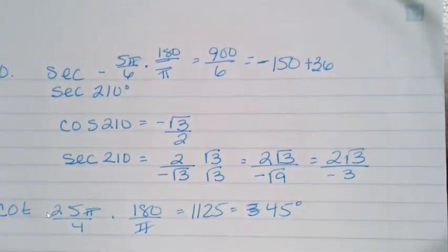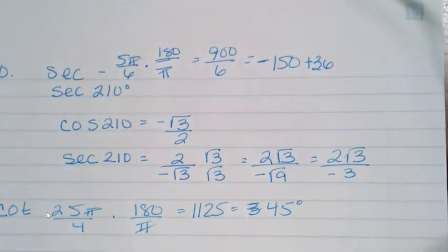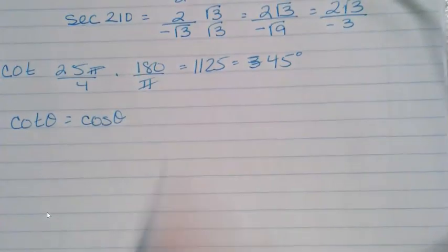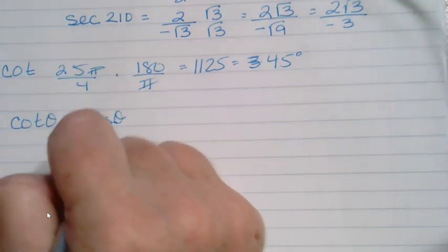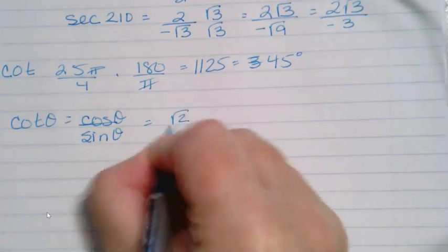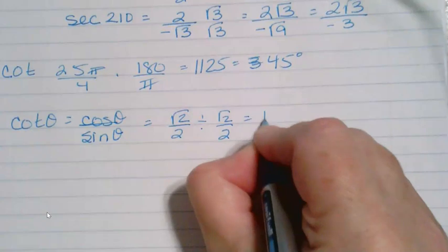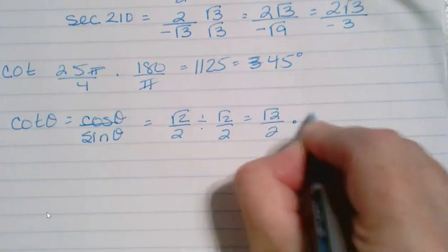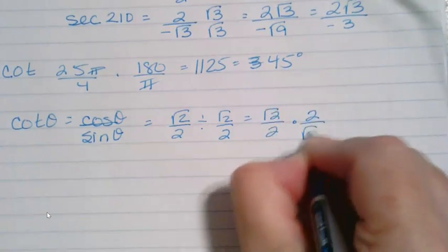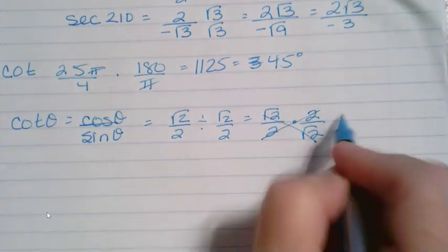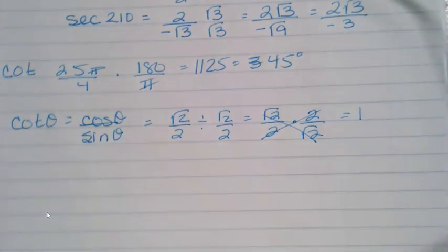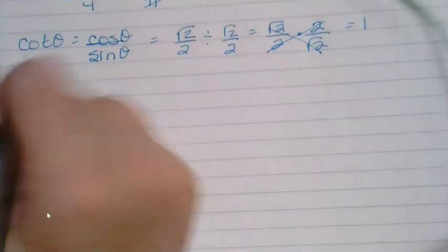Cotangent, remember, is cosine, I am so sorry, over sine. So square root 2 over 2, divide by square root 2 over 2. Keep, change, and flip. So when everything cancels out, the final answer is 1. It's not 0 because we did not subtract.